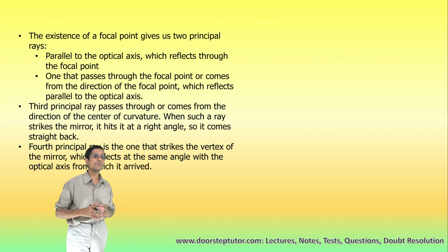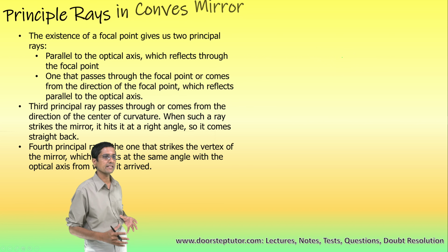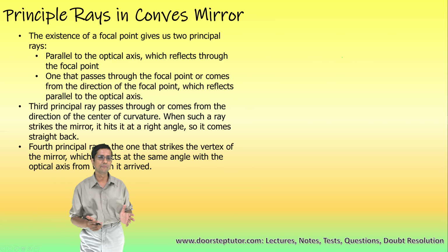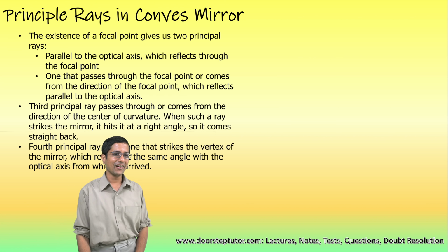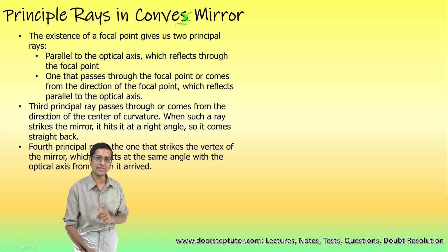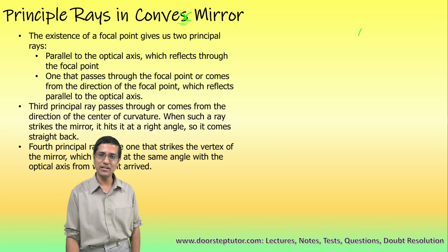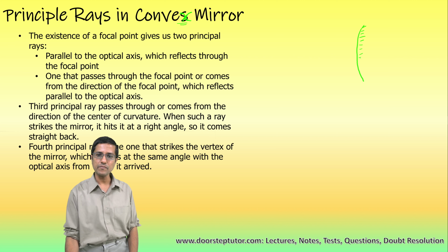Now we can do the very same exercise in the case of the convex mirror. Sorry, we did it for the concave mirror. We will have to do the same exercise in the case of the convex mirror. So let's do that very quickly. This is my convex mirror. I have put it like this, and this is our principal axis. This is our C, our center of curvature. This is our focus, and this is our pole.